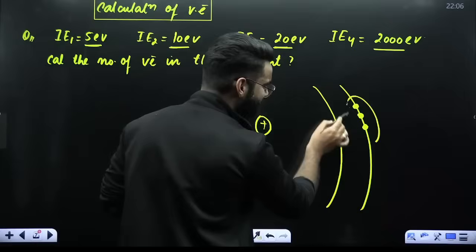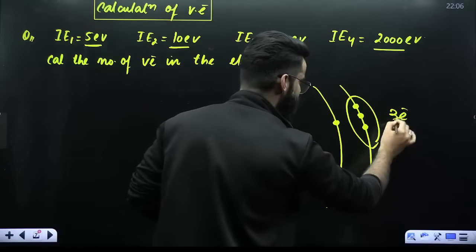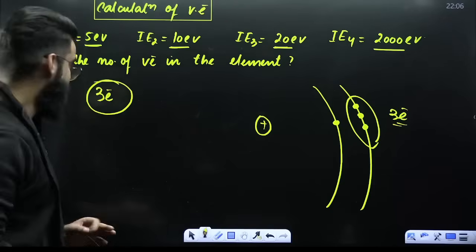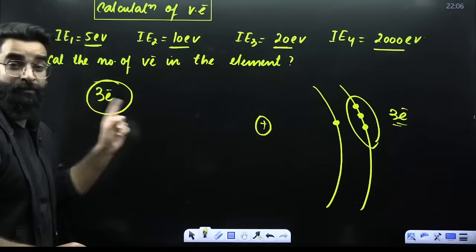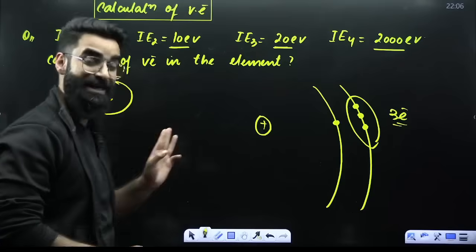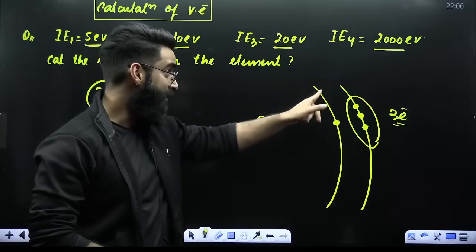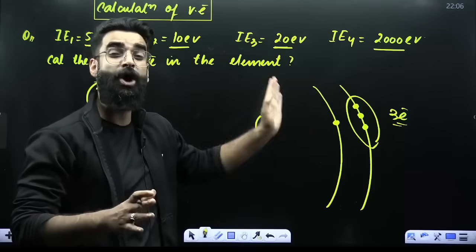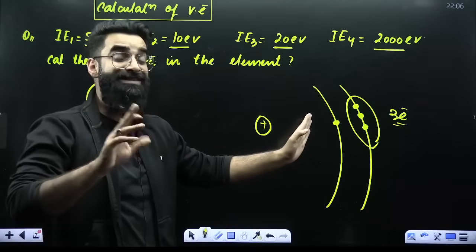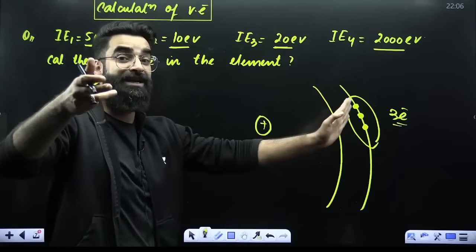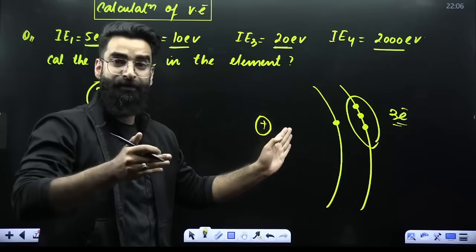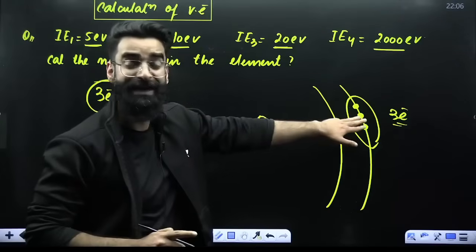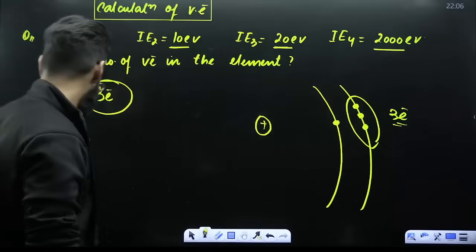So how many electrons are there in the valence shell? There are 3 electrons in the valence shell. So the element will have 3 valence electrons. That's something which you are supposed to check. Calculate the number of valence electrons here. And the number of valence electrons here will be 3. Because the fourth electron, its ionization energy is 2000 electron volts. What does that mean? That means a lot of energy is required. So this electron won't be present in the last shell. It will be present in one shell before that. That's why more energy is required to take that fourth electron out. So only there are 3 electrons in the outermost shell, so 3 valence electrons in total.